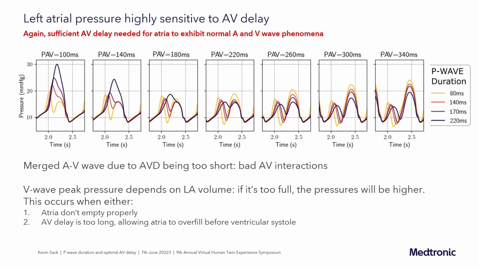Now, on the other end of the spectrum, something unusual is happening when AV delay is extended too long. You're starting to see those atrial pressures really rise on the ventricular kick, compared to the middle curve, that middle plot over there. So when you have AV delay too extended, your challenge is that the atria overfill while they're waiting for the ventricles to contract. And then when the ventricles do contract, because they're a connected structure, they introduce elevated pressures during that contraction phase.